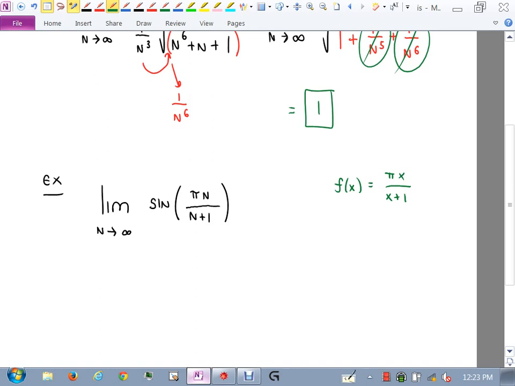And I can use what now? L'Hopital. Change that f of x to a limit. Let's just go straight to this. Limit x goes to infinity. This is like a little scratch work I'm doing on the side for this problem. I'm going to apply L'Hopital's rule, which means derivative of the top, which would be pi, derivative of the bottom, which would be 1. So that limit is just pi.